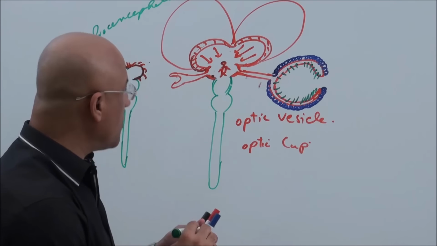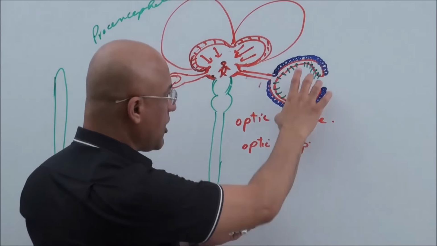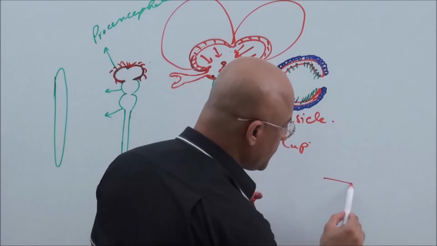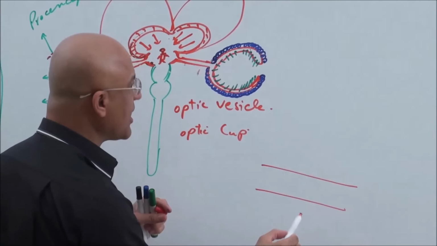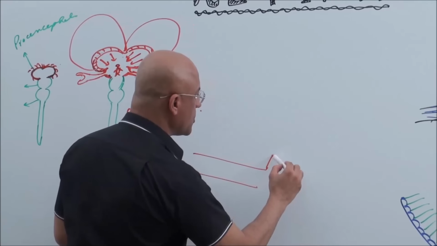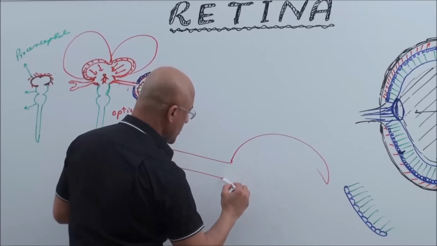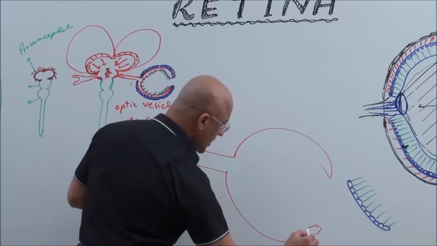Am I clear? Now, in this neuronal layer, I will draw it bigger. This is the optic stalk, and here was your optic cup. Here it was.